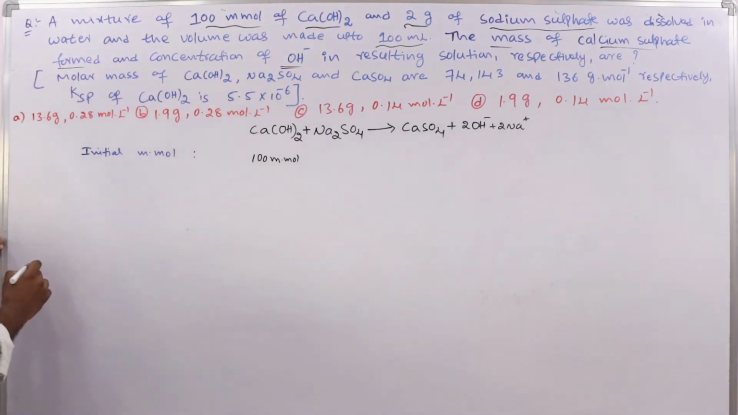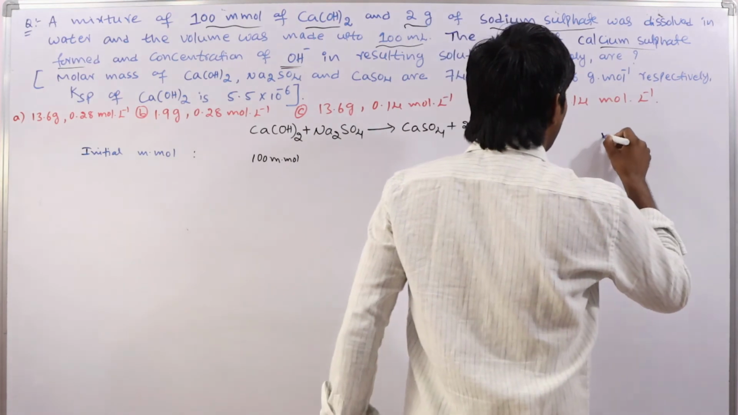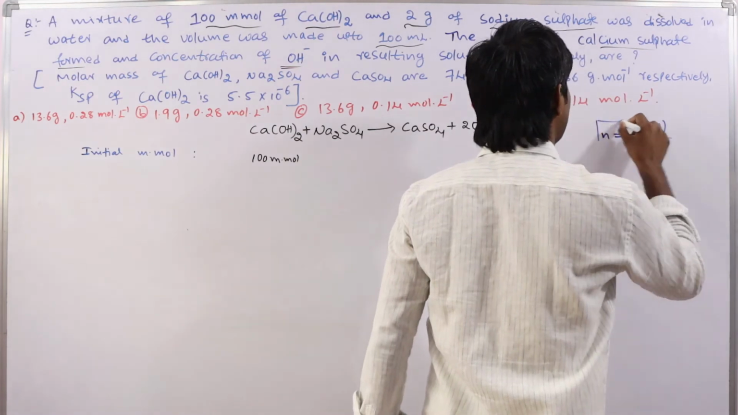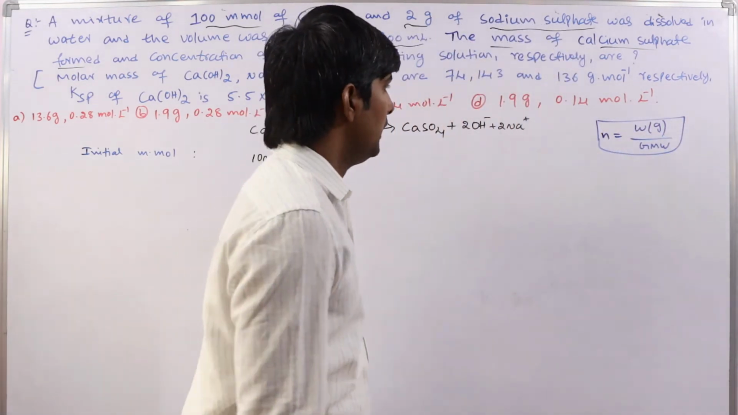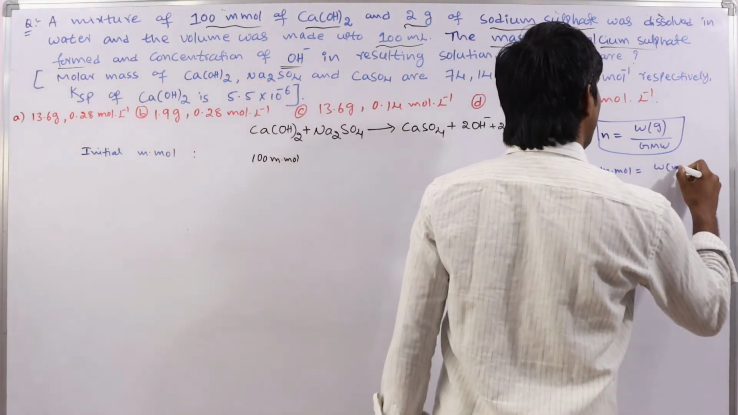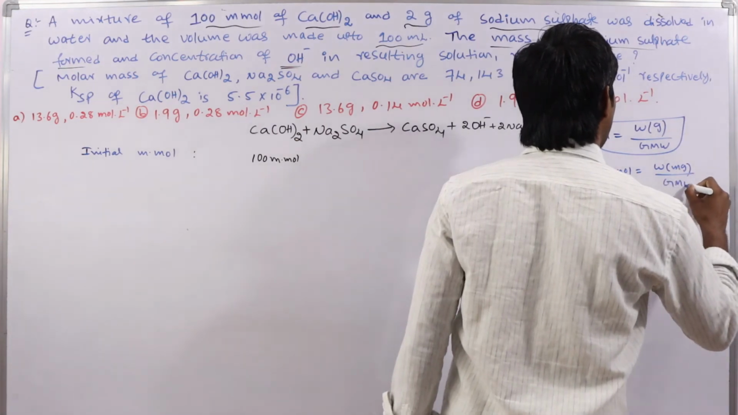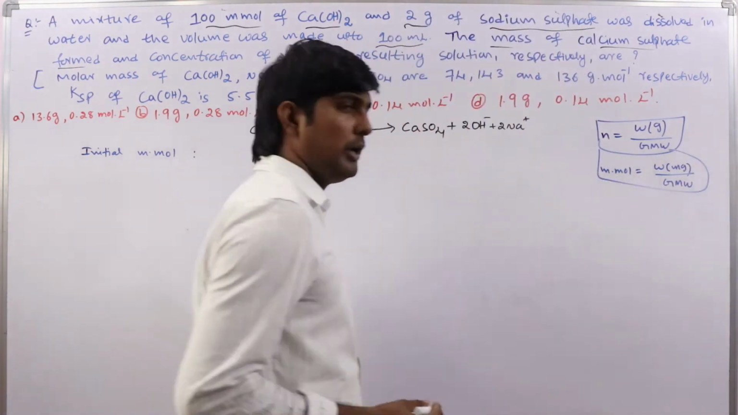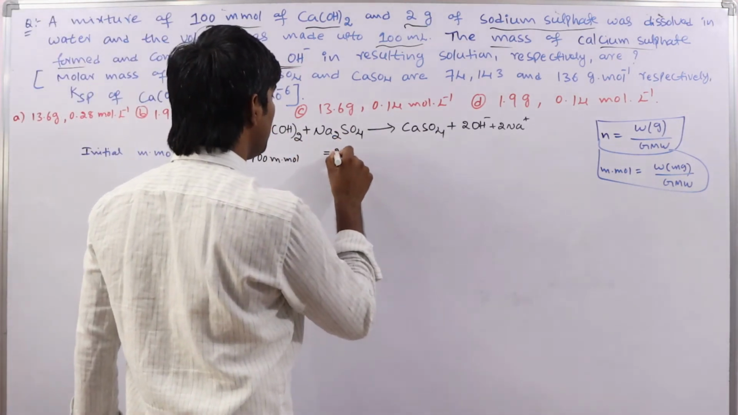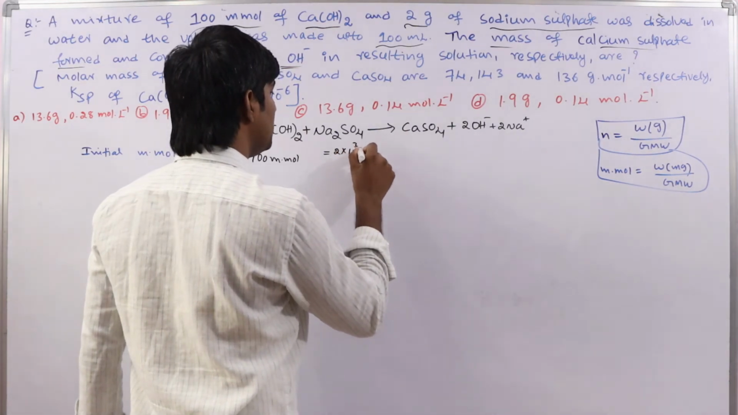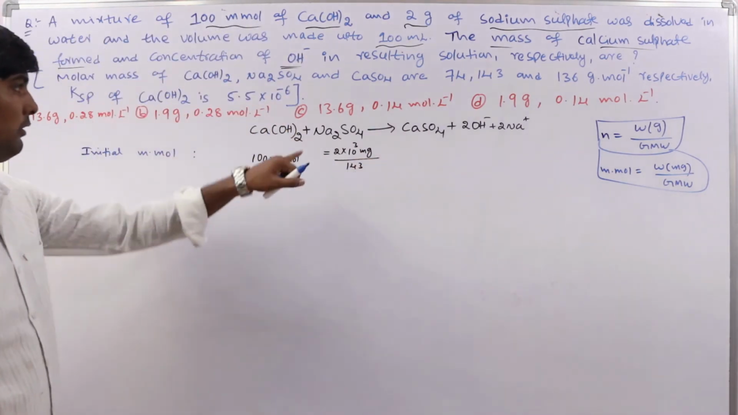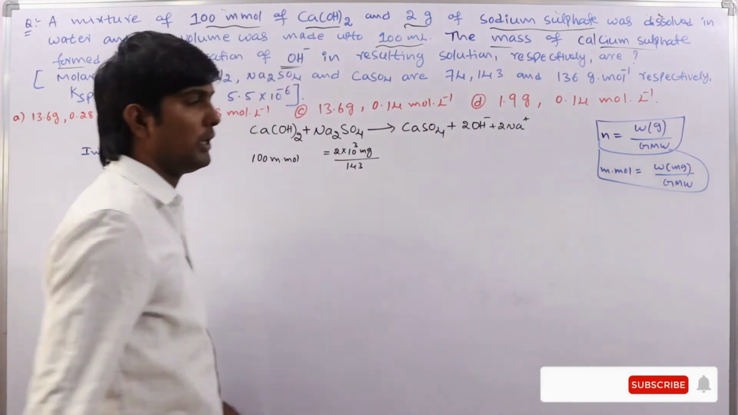So what is the formula here? So let us write here, number of moles is equal to weight in grams by gram molecular weight. This is the formula, right? So number of millimoles is equal to weight in milligrams by gram molecular weight. So by using this one we can calculate. So here millimoles of sodium sulfate is equal to 2 into 10 power 3 milligram by 143. Gram molecular weight of sodium sulfate is given as 143.